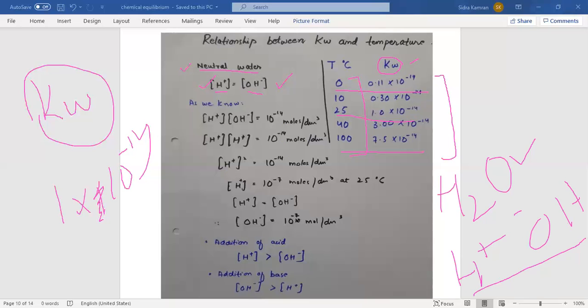If you are taking slightly acidic or basic water, then the concentrations will change accordingly. But in neutral water, the concentrations of H+ ions and OH- ions remain the same. So, the ionic product of water has a value of 10^-14 mol² per dm⁶.